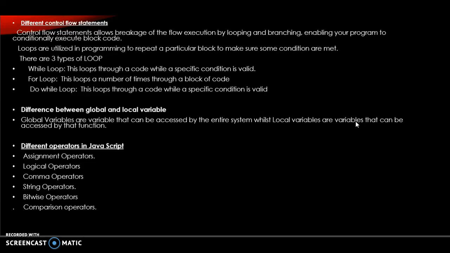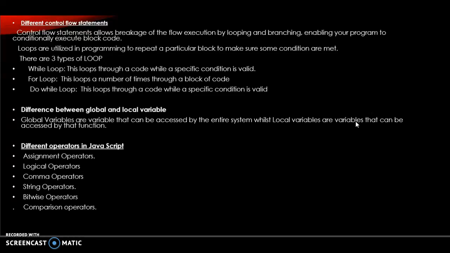The while loop loops through a code block while a specific condition is true. The for loop loops a number of times through a block of code. The do while loop also loops through a code block while a specific condition is true. Basically, while loop and do while loop are slightly similar. Loops are also used in programming to repeat a particular block to make sure some conditions are really met.